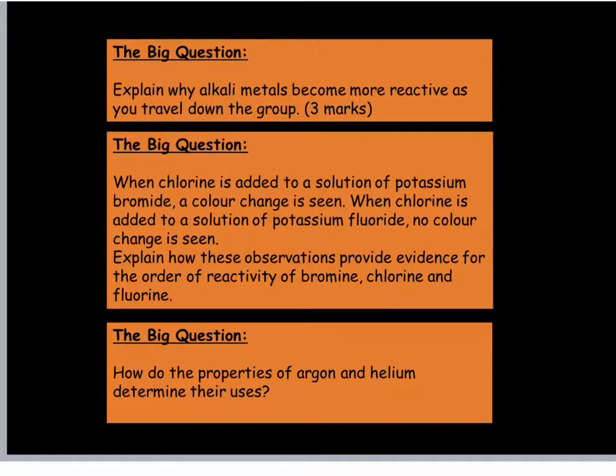As a conclusion to this tutorial video, we have the three big questions. We have looked at why alkali metals become more reactive as we travel down the group. We've had a look at the idea of displacement reactions, and we've had a look at argon and helium, looking at their properties and starting to examine their uses. Helium, for example, can be used for balloons as it is less dense than air. Argon can be used for light bulbs because it is non-flammable and inert.